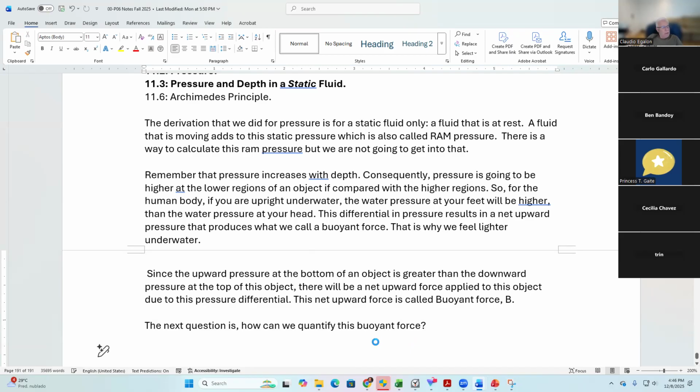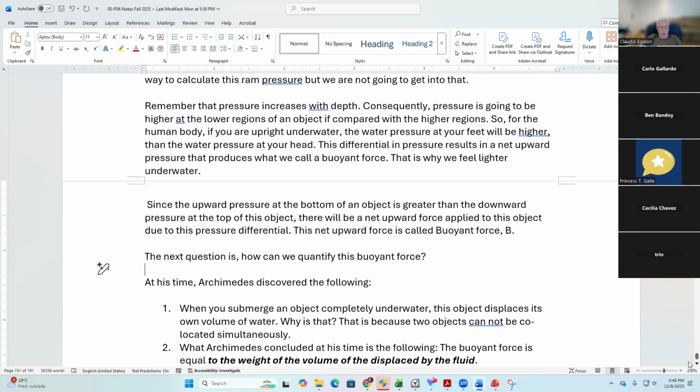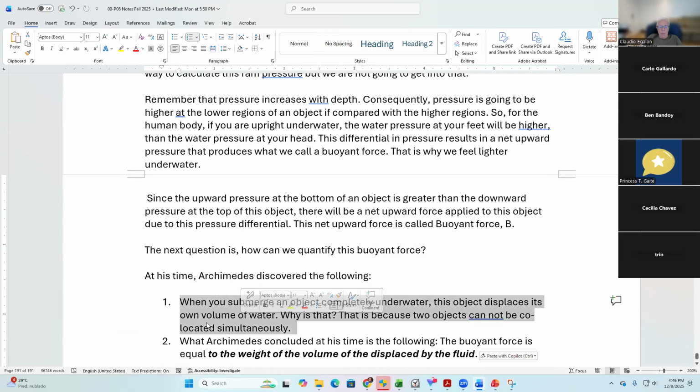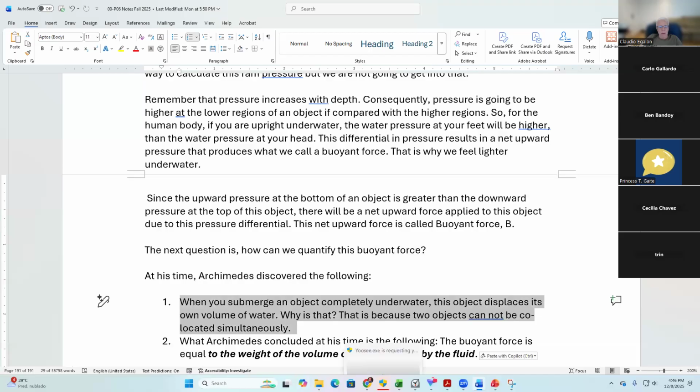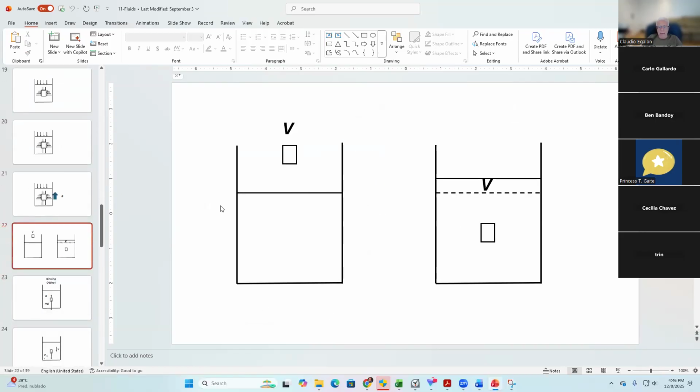Archimedes discovered the following. When you submerge an object completely underwater, this object displaces its own volume of water. Why is that? This is because two objects cannot be collocated simultaneously. Water cannot be collocated with that volume that the object is occupying underwater. The idea goes like that. Here's the volume of the object. The object is outside the water.